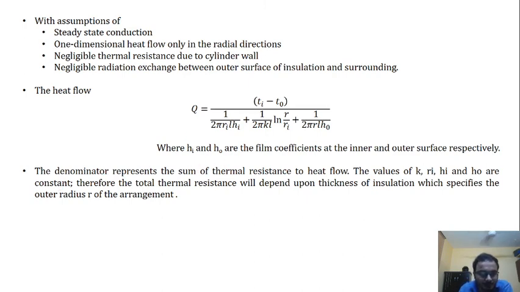Now you need to focus here that the denominator represents the sum of thermal resistance to the heat flow. The values of K, Ri, Hi, Ho are constant. Therefore, the thermal resistance depends only on the insulation, which specifies the outer radius in the arrangement.